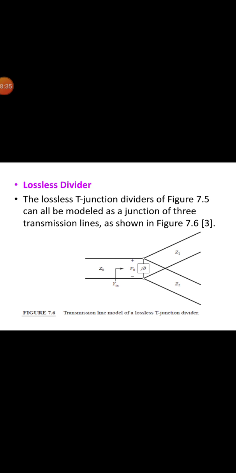The lossless T-junction dividers can all be modeled as a junction of 3 transmission lines as shown in this figure. Here, the higher order modes associated with the discontinuity of such a junction lead to stored energy that can be accounted for by a lumped susceptance B. In order for the divider to be matched to the input line of characteristic impedance Z0, we must have Yin is equal to jB plus 1 by Z1 plus 1 by Z2, that is equal to 1 by Z0.